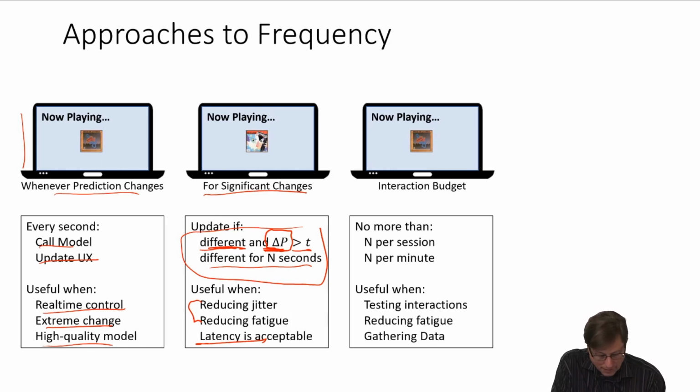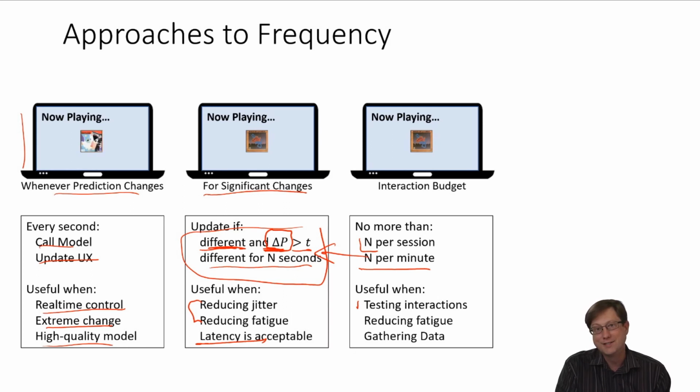But you could say like no more than n times per session. Like the first n times I cross this threshold, I'm going to do it. Otherwise, I'm not. Or you could be like at most once per minute, once per hour, whatever you want to do. This can be useful when testing your interactions.